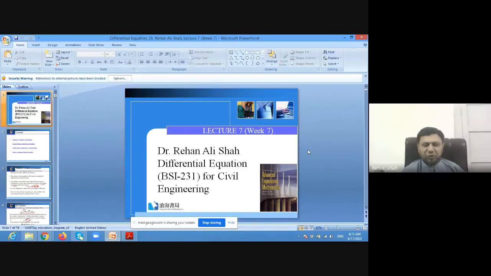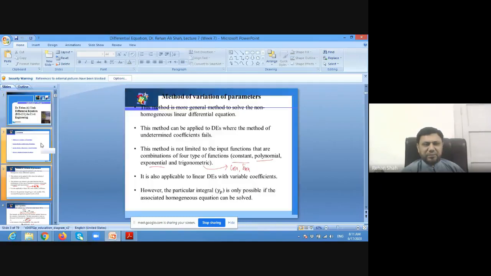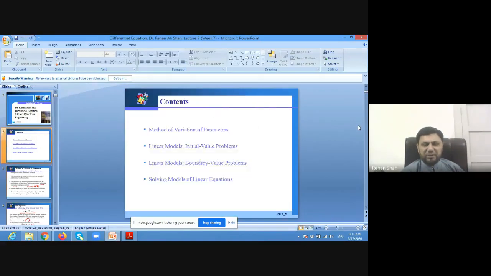Okay. So the content of this lecture is the method of variation of parameter. This method is also for finding the particular solution for a non-homogeneous differential equation. So we are studying this a little further.